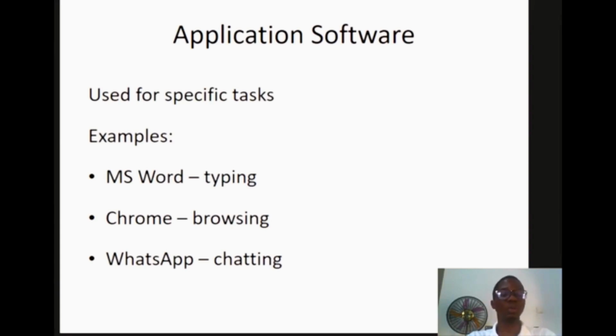Your Chrome, your browsers, we have Opera Mini, we have Firefox, and different browsers. So all those application software are stored for you to use to interact with. Why are the system software not meant for you to interact with? That's the difference between system software and application software. The system software interacts with the hardware, while the application software interacts with the user. It helps you to interact with your device.